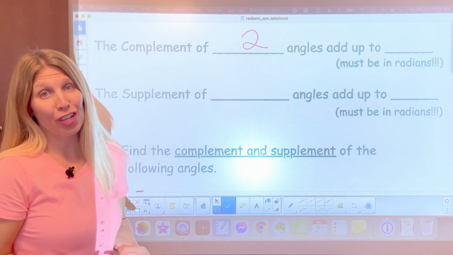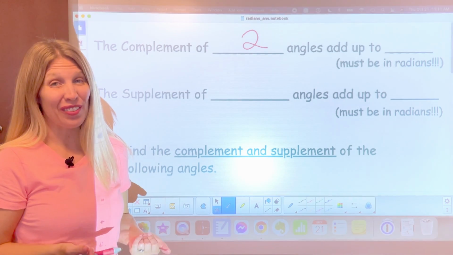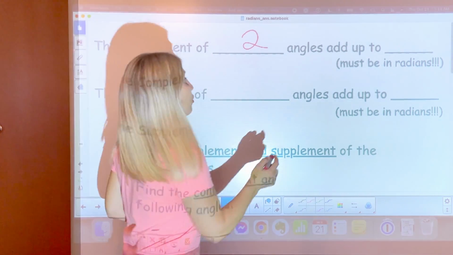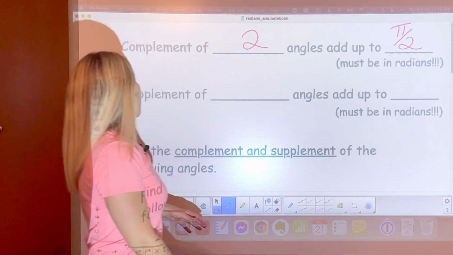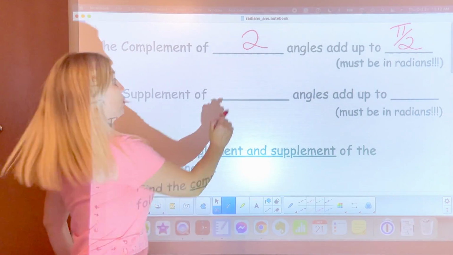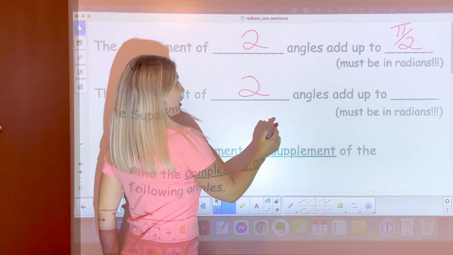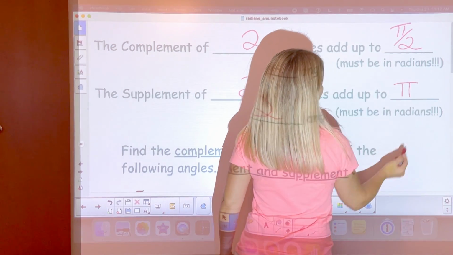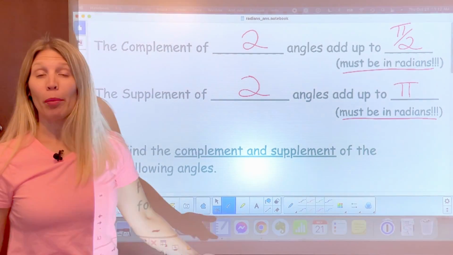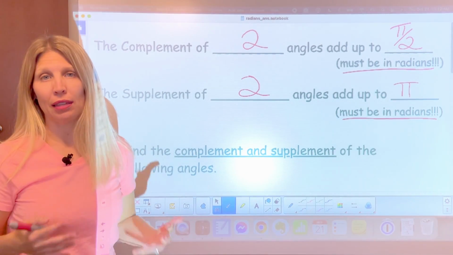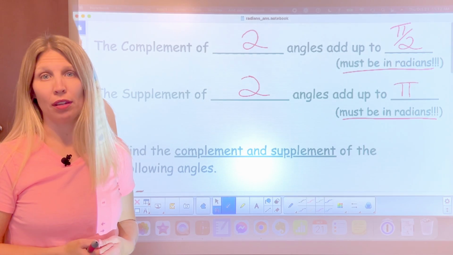So what's 90 degrees in radians again? Do you remember? That's right, it's pi over 2. So they need to add up to pi over 2. But when you're doing the supplement of 2 angles, they need to add up to pi. So again, notice they must be in radians in these problems. Anytime you're dealing with pi, that's going to be your radians unit of measure.